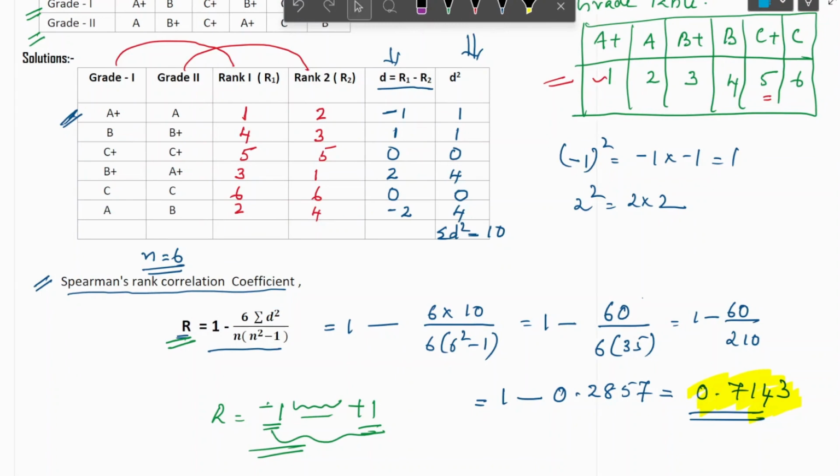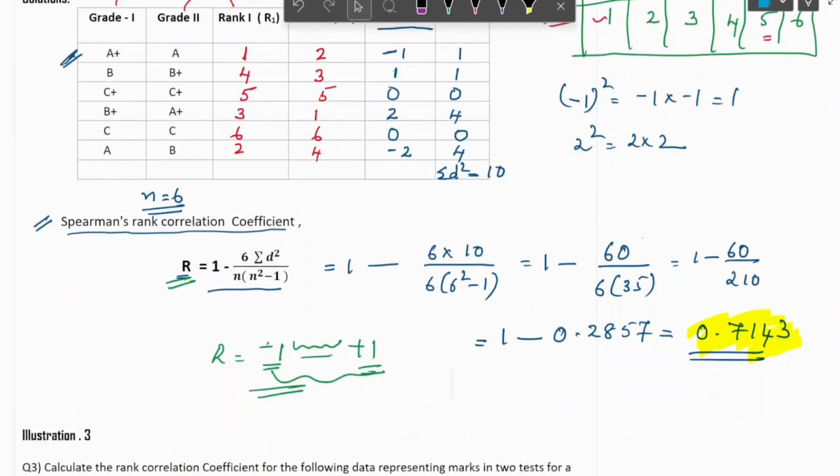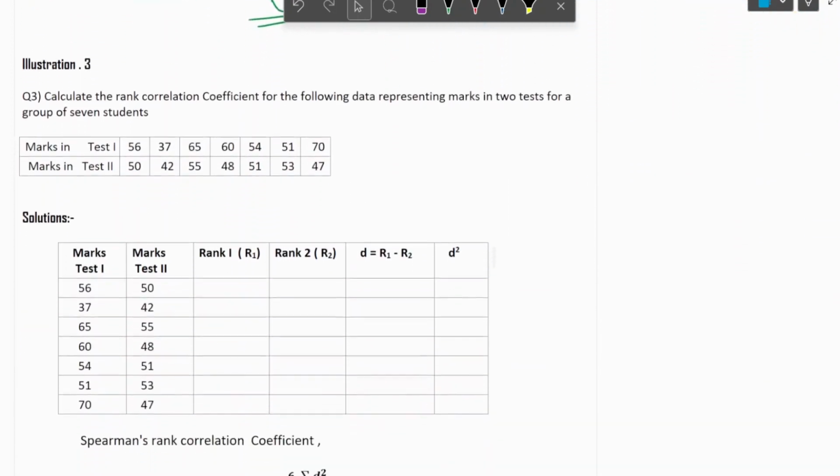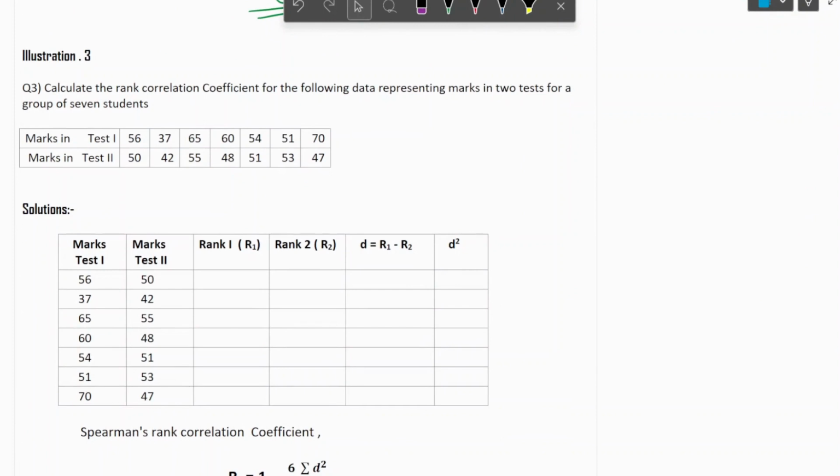Now, read the question. Here, I showed you two types of question. First type, rank is given directly. Second type, rank is not given, grade is given. Now, we converted into rank and we proceed in the same form. Now, next type of question, not grade, it is given as marks. Then what we are going to do? The same way like your type 2, what we did in question number 2, instead of grade, it is marks. Now, according to the marks, you assign the rank, then continue it.